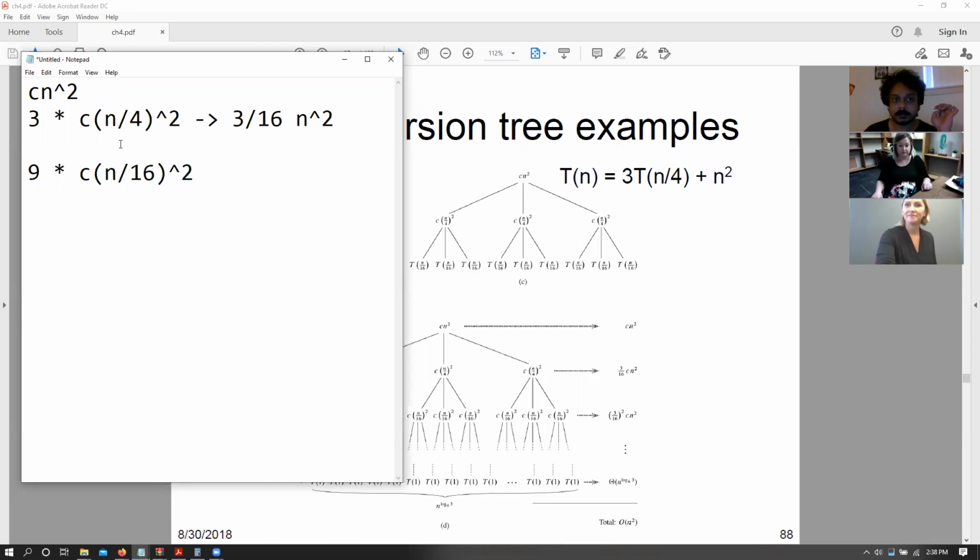Cool. So this is n by 16 because every time we are dividing it into quarters, right? So n by 4 becomes n by 16, and we have 9 of them. So 9 C n by 16 squared. That essentially becomes 3 by 16 squared because 9 is 3 squared. 3 by 16 squared C n squared, right? For the next part, every time we are dividing into 3 again, so 27 times C of n squared, because 3 by 16.